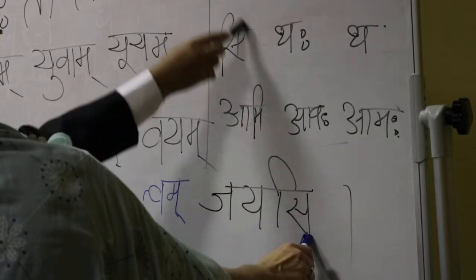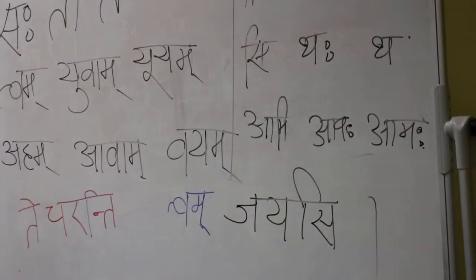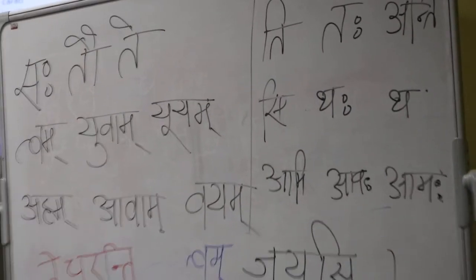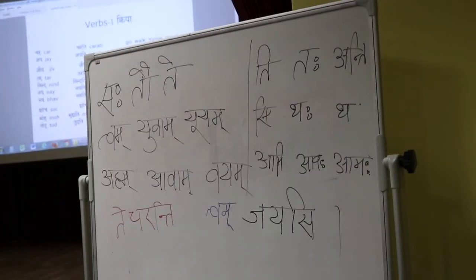And then you have to add with this chart. Ti. All right. Anyone has this kind of confusion?